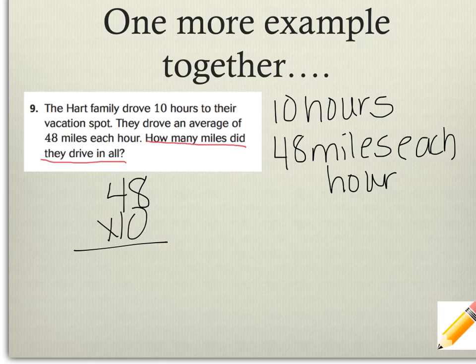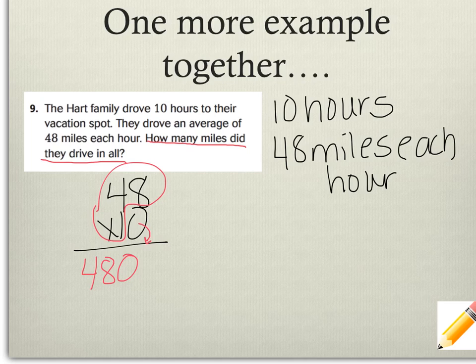I can solve this problem using the strategy of zeros and think of 48 times 10 as 48 times 1. 48 times 1 is simply 48. I can then add that 0 into my answer to get 480.